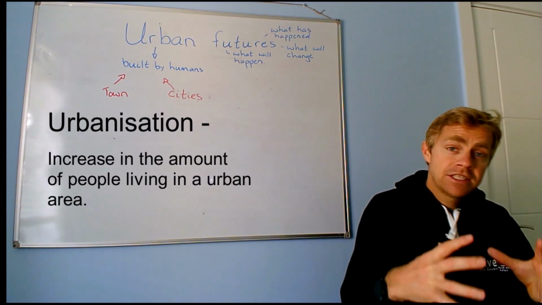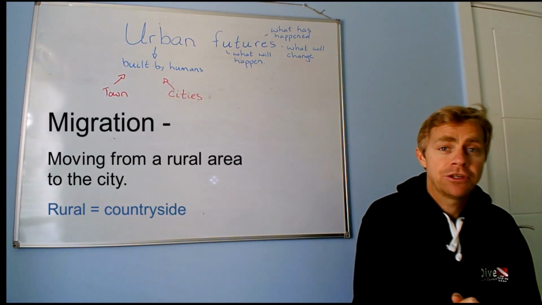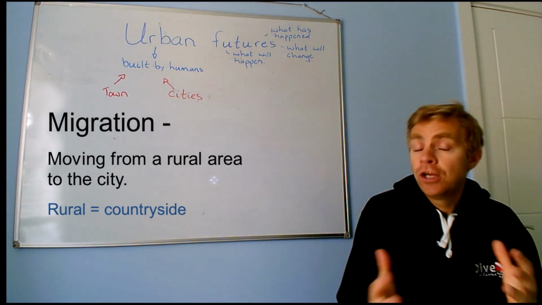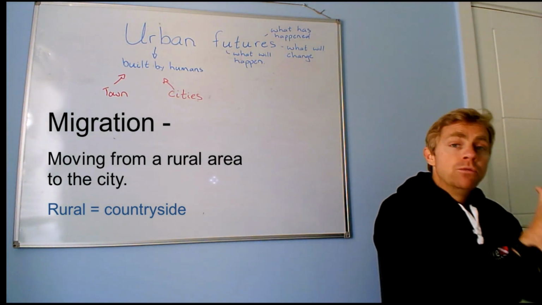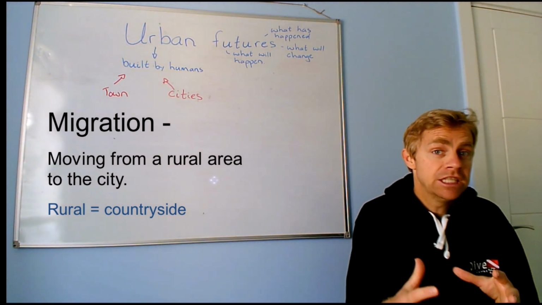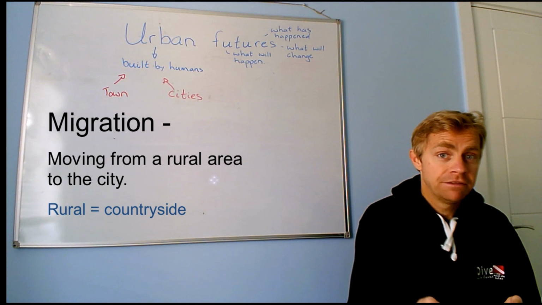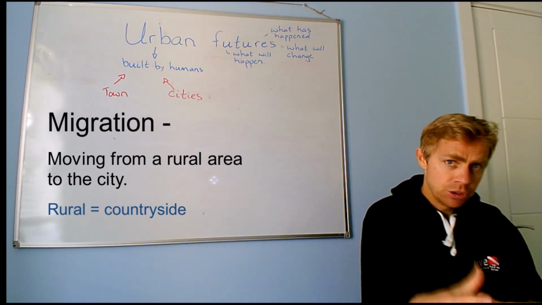The next one is urbanisation. Urbanisation is where the towns and cities get larger. The next one we will look at is migration. Well, this is going to help explain urbanisation. Migration is where people move from the rural, the countryside, to the cities. They move to towns and cities for jobs and a better quality of life, but migration is where they move from the rural area to a city.